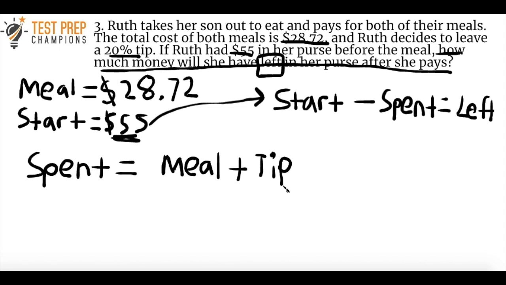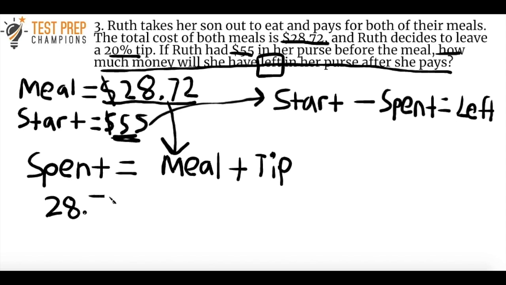All right, so now we have to look at our information. So we already do know what the meal is. So we know that the meal costs $28.72. So we can take this $28.72 and plug it in here into our equation to find the amount that she spent. But what we don't have yet is the tip. But we know that it was a 20% tip. So the way that we would find that tip is we just take the amount here, right?